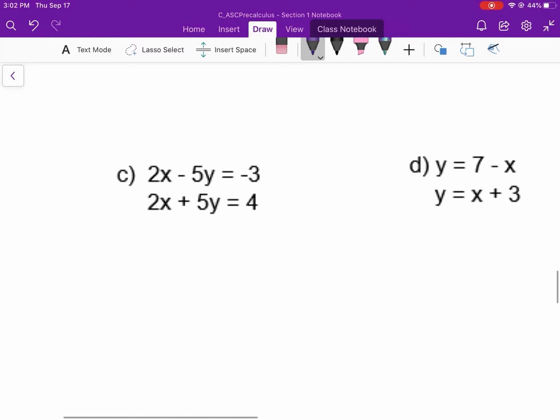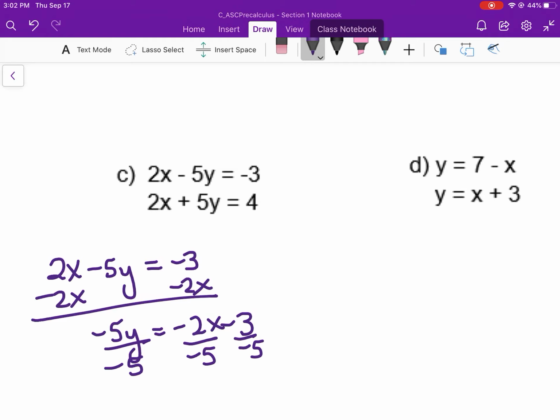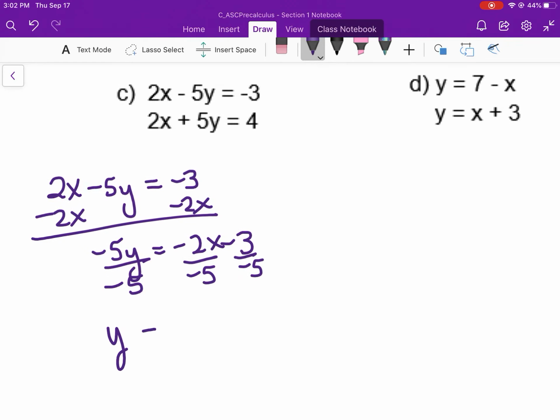Okay, now look at these. These are in standard notation. So before I decide anything, do not do anything until you solve each one for y, please. So I have 2x minus 5y equals -3. So I'm going to subtract 2x so I can get y by itself. So -5y equals -2x minus 3. Divide everybody by -5. And so I get y equals, a negative divided by a negative is a positive, 2/5 x. A negative divided by a negative is a positive 3/5.